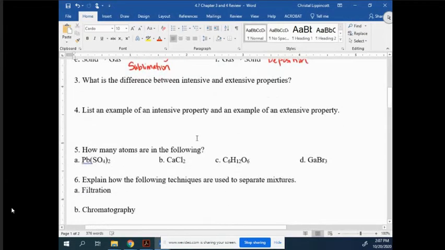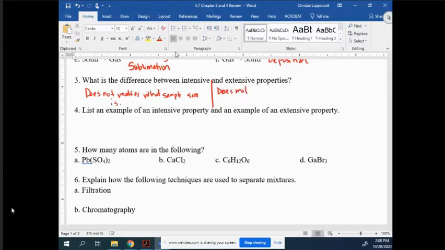Then we wanted to know the difference between intensive and extensive properties. Intensive, it does not matter what the sample size is. It's irrelevant. Extensive, it does matter. It changes how much you have.